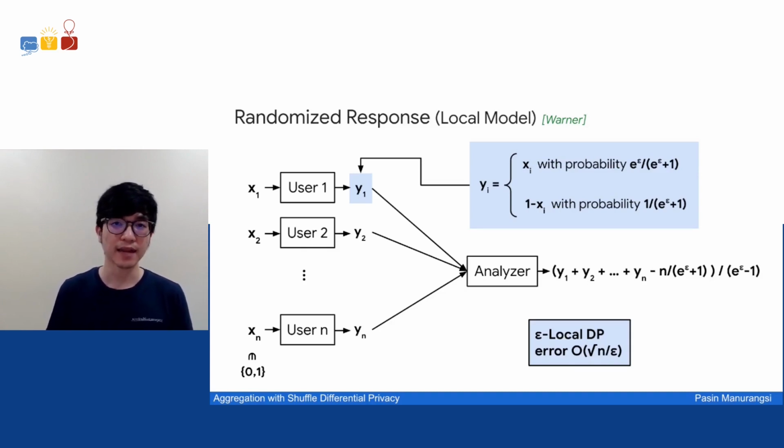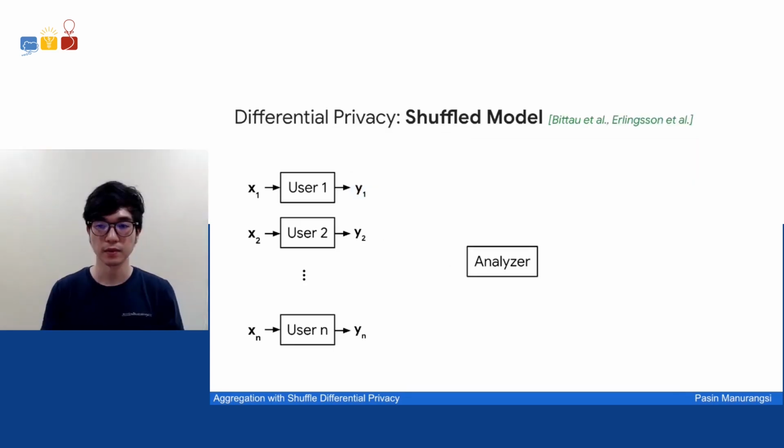Now, as I have discussed so far, the local model is great. You don't have to trust the analyzer or anyone at all. Everything leaving your device is already private. But it has this large error. Whereas the central model, as we saw earlier, has very small error, but you have to have a lot of trust in the central authority, in the central analyzer. And this leads a lot of researchers to consider several intermediate models that can get the best of both worlds.